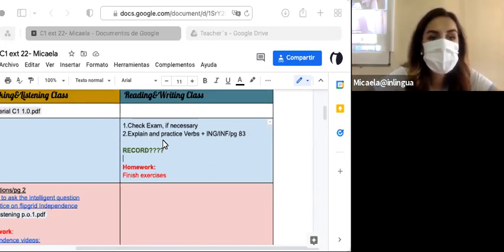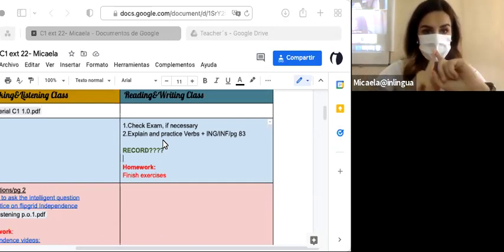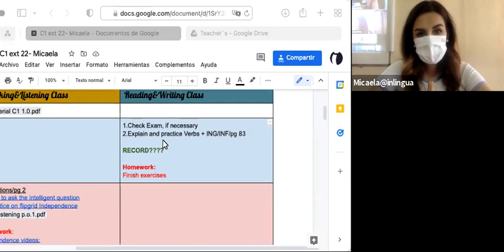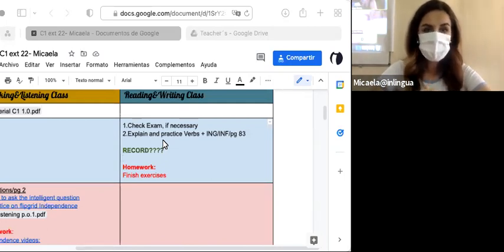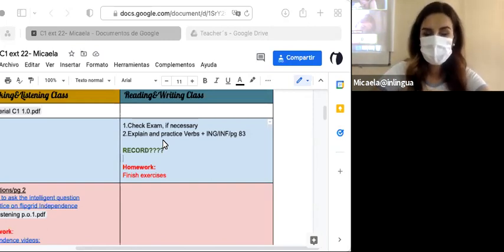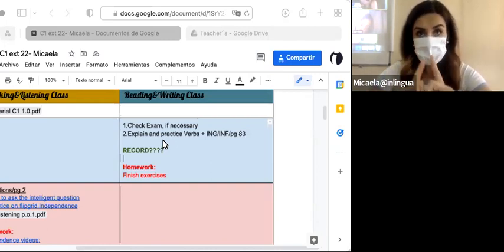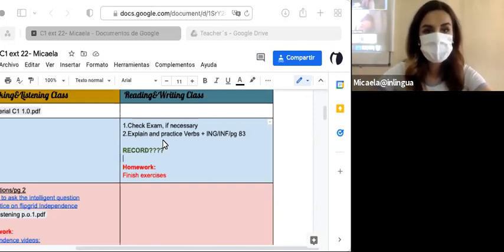Now, verbs followed by infinitive without to, sin to. Pero help puede ser de las dos cosas. Help can be used with or without to. I helped George to carry the bags. Or I helped George carry the bags. I think that the version without to is more common. I helped George carry the bags.